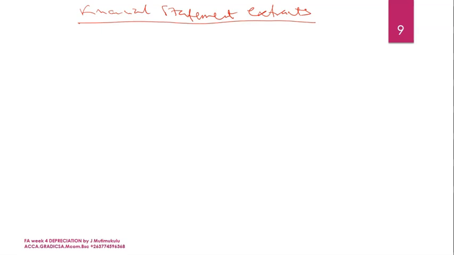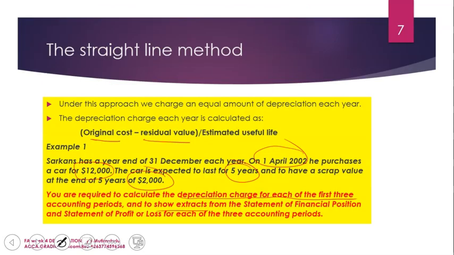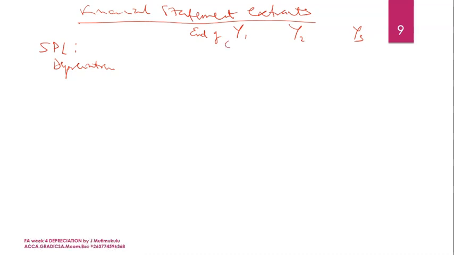So let us start with the statement of profit or loss, because remember, depreciation is an expense, so it is charged to the statement of profit or loss. But it also has a bearing in the statement of financial position, as it reduces the asset values. So let's start with the statement of profit or loss, where we are having depreciation as an expense, and we are having year 1, year 2, year 3. Remember, these are end of year 1, end of year 2, end of year 3, or you can just simply say 31 December 20x1. In this case, let us just use the dates from the question. We are told the asset was bought on 1 April 2002, so we can simply say year 1 is actually 2002.